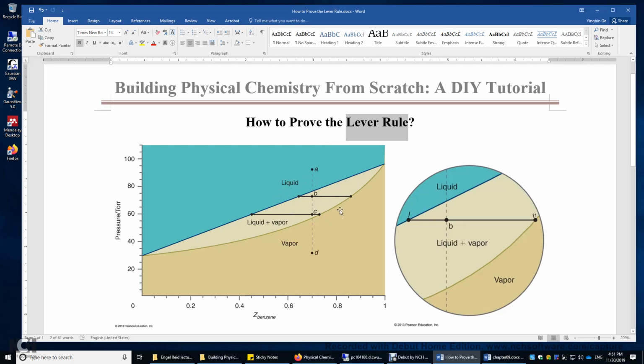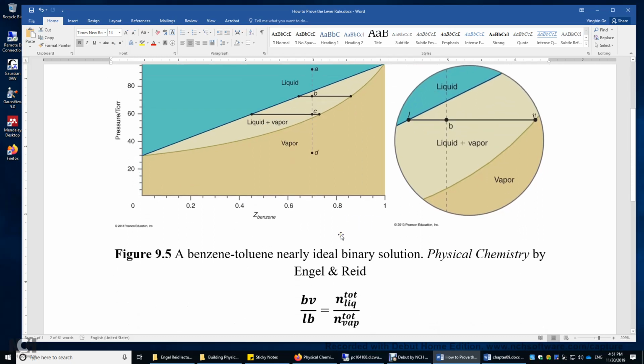Let's amplify this region. So we got this. This L stands for liquid, V stands for vapor, and actually L and V are the mole fractions of benzene in the liquid phase and in the gas phase. B is the overall mole fraction of benzene. So now let's prove this lever rule, which states BV, this segment BV, over LB, this segment LB, is equal to the number of moles of liquid over the number of moles of vapor.